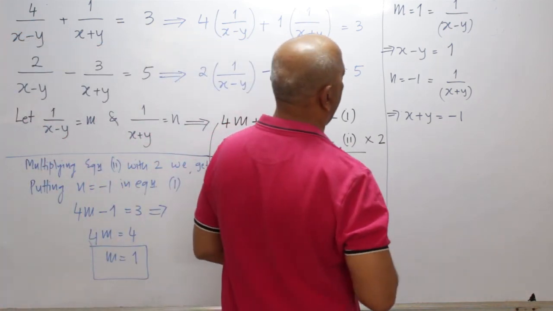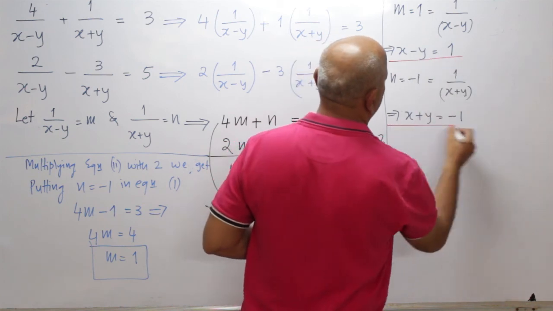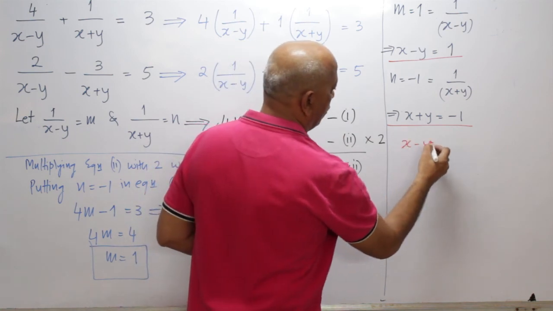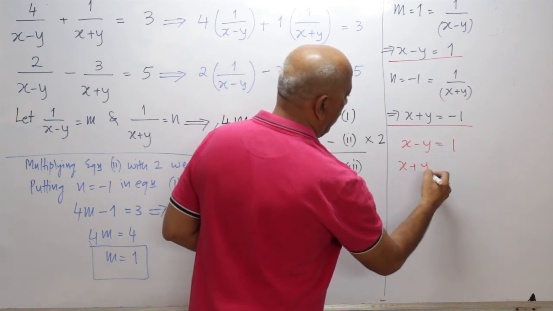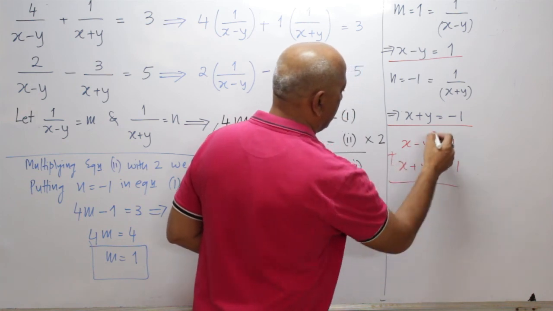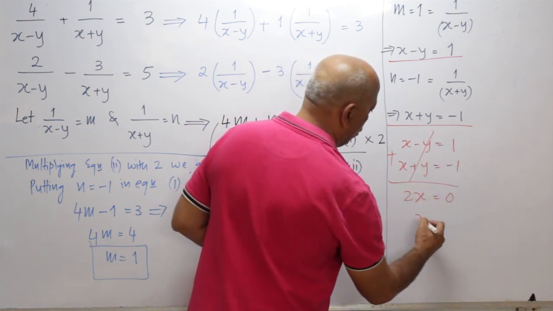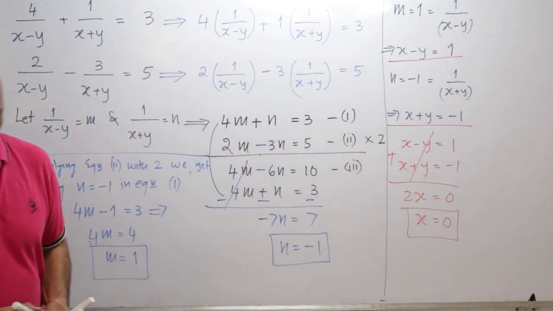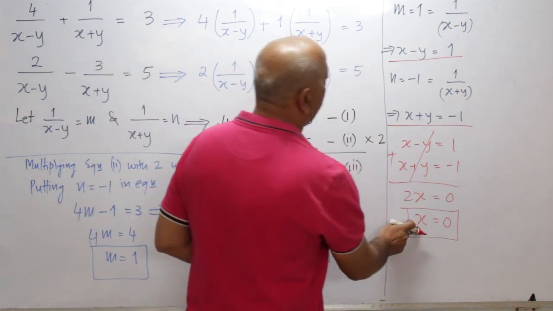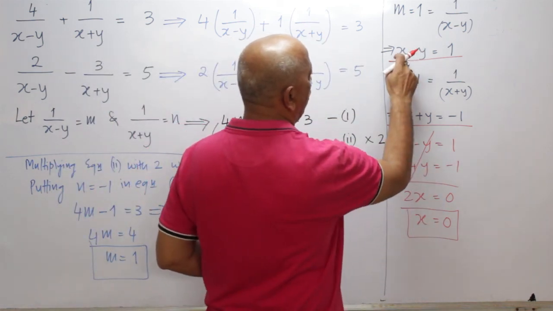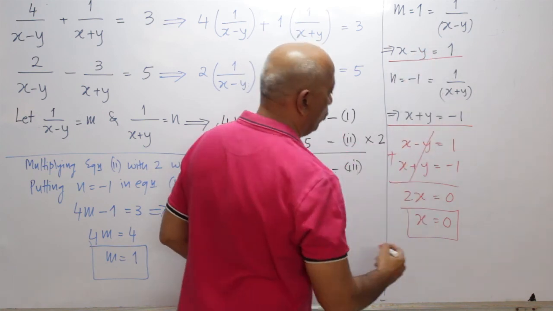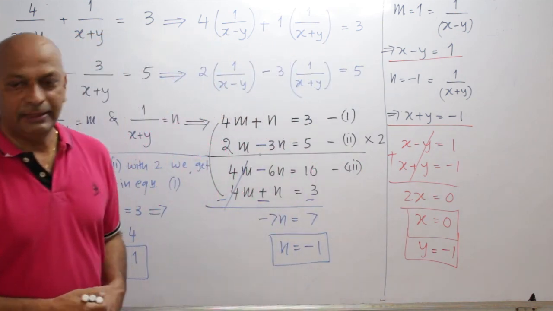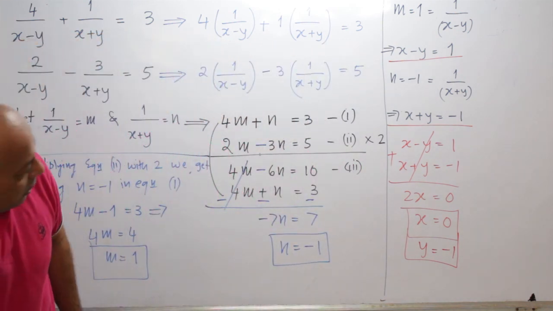So I got these two equations. I'll add these two equations. x minus y is equal to 1, x plus y is equal to minus 1. I add, and y will get cancelled. 2x is equal to 0, so x is equal to 0. If I put x is equal to 0 in any of these equations, then y will be equal to minus 1. So this is the solution of this particular equation.